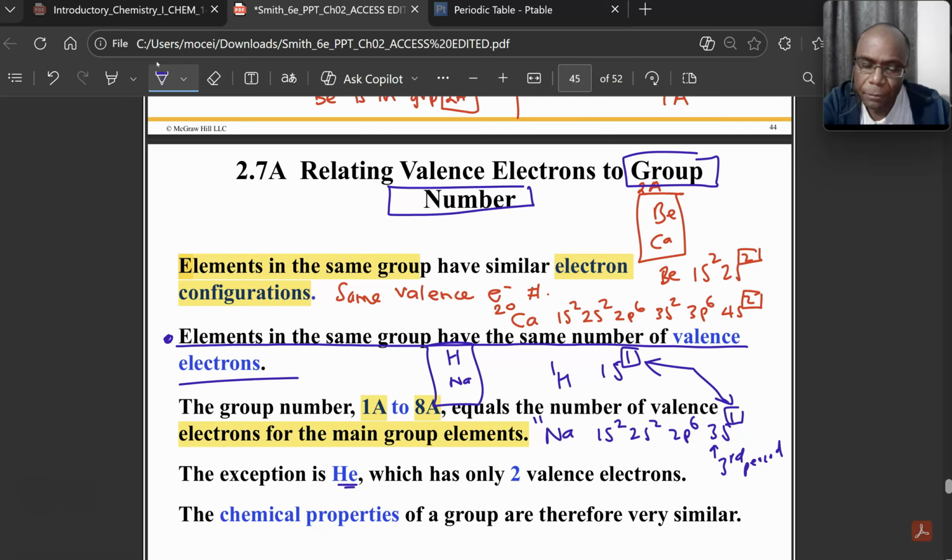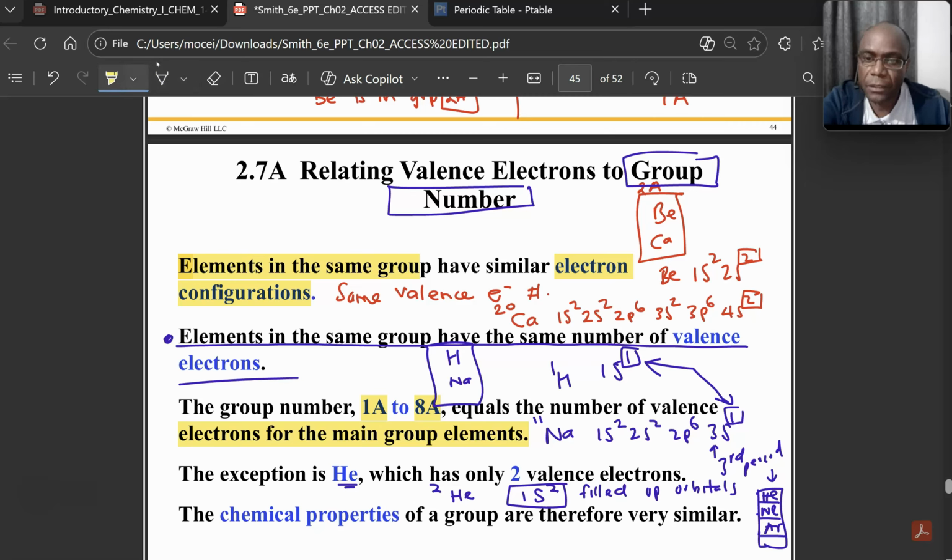The exception is helium. Helium has 2 valence electrons because the electronic configuration is just 1s2. But we put helium in main group 8, same as neon and argon. Neon has a valency of 8, argon has a valency of 8, and helium has a valency of 2, but we put it here because helium has filled up orbitals, same as neon and argon, not because of the number of valence electrons.